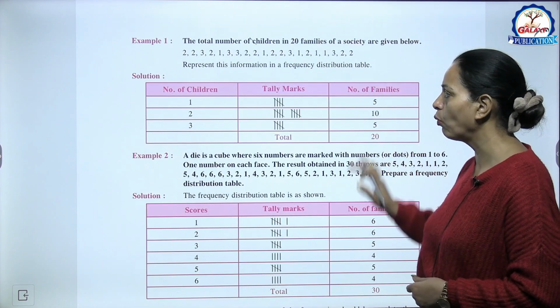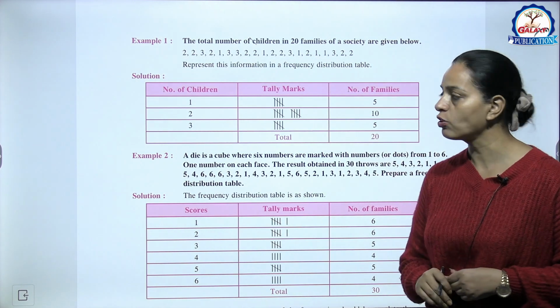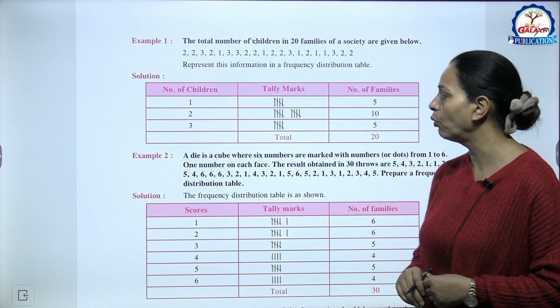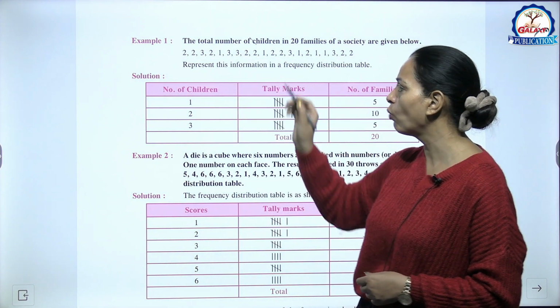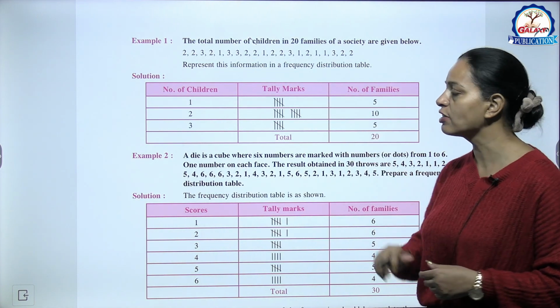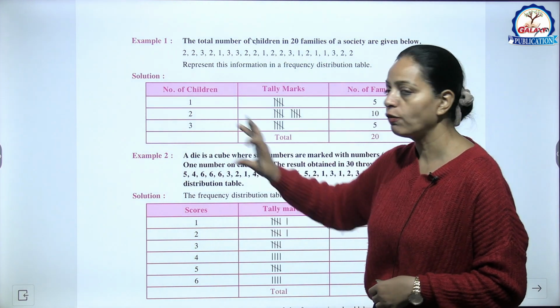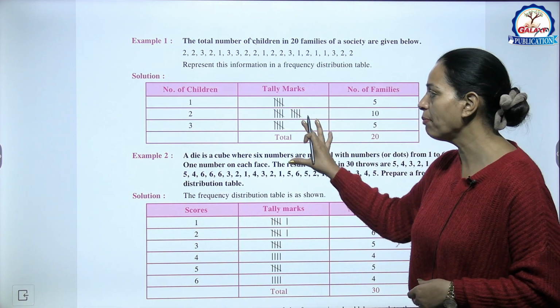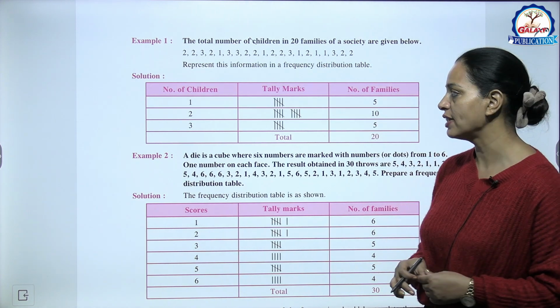Now example 1, the total number of children in 20 families of a society are given below, like 2, 2, 3, 2, 1, 3, 3, 2, 2, 1, like this. So represent this information in a frequency distribution table. So in it what will we take? Number of children, then tally marks, and then number of families means frequency.